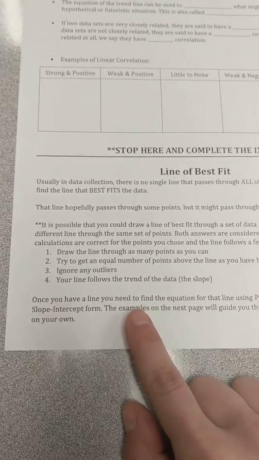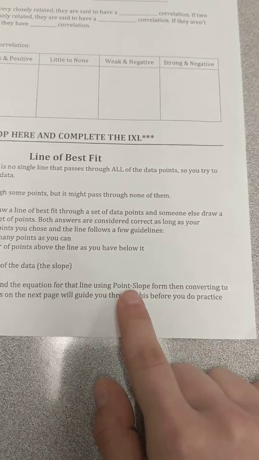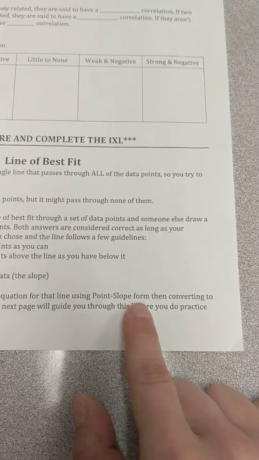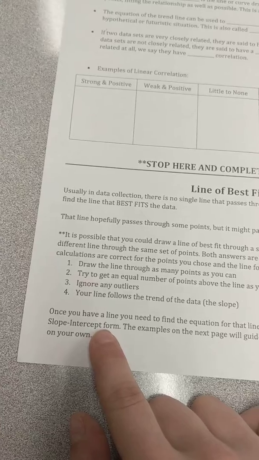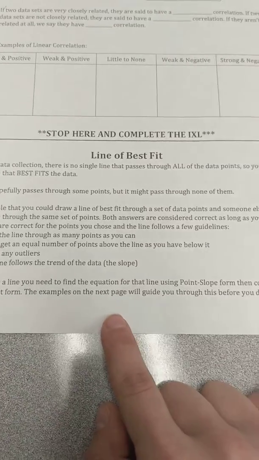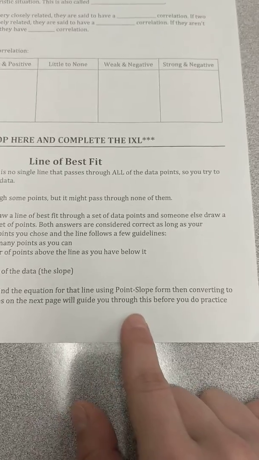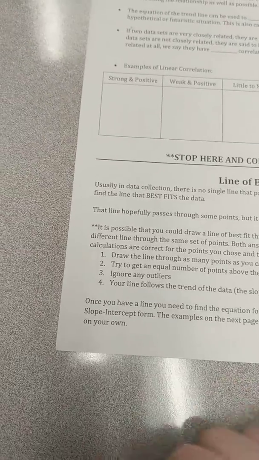Once you have a line, you need to find the equation for that line using your point slope form that you just learned in 6-1, and then convert that to slope intercept form that you learned back in Unit 5. There's examples on the next page that will guide you through how to do this. It has step-by-step instructions before you need to practice some on your own.